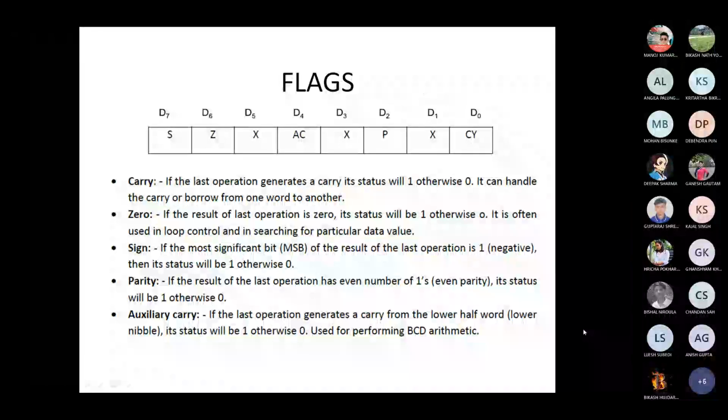Now we have D6 Z, that stands for zero flag. If the result of the last operation is 0, just the argument one, add 2 minus 2, then the zero flag will be 1.